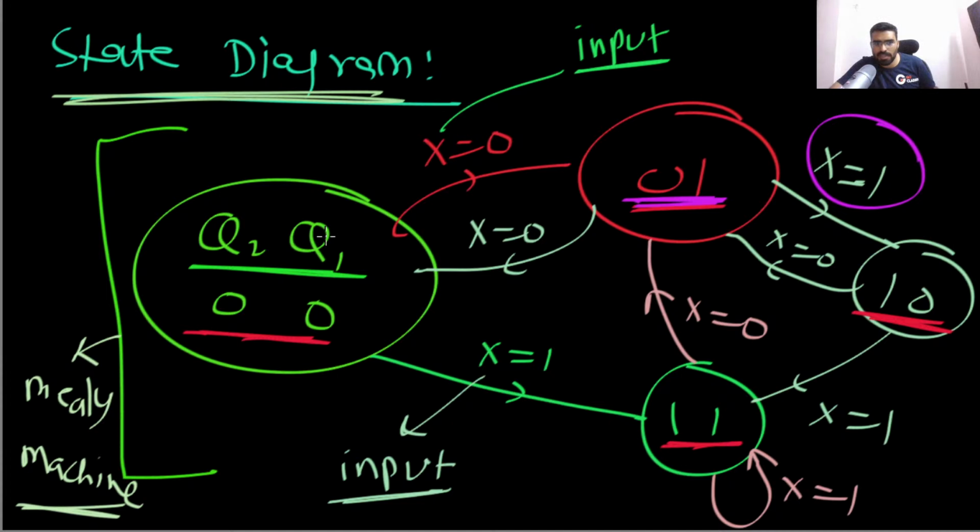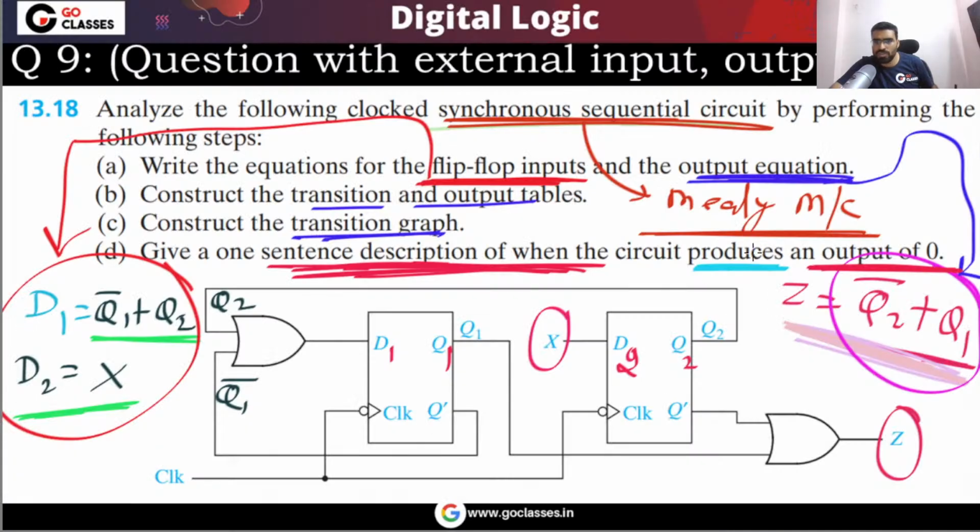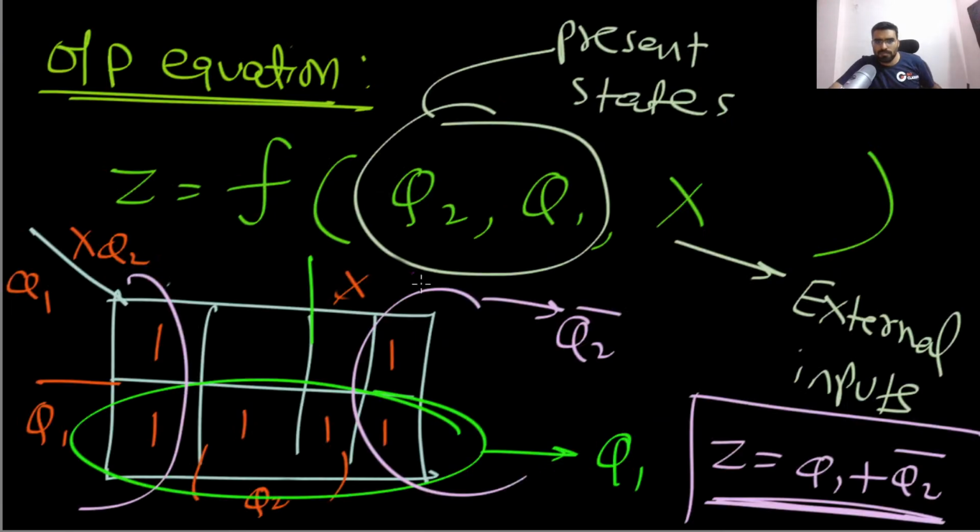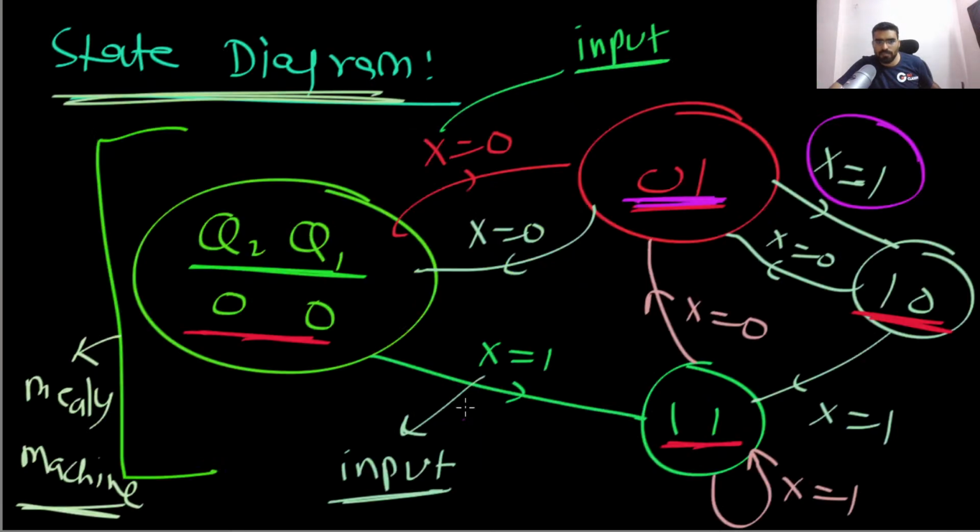So from the initial state, how will we find out the description? From this state, if 0 comes, you go here. If another 0 comes, you go here. When will you produce output 0? So in this I am saying 0, 0. After 0, if 1 comes, you go here.